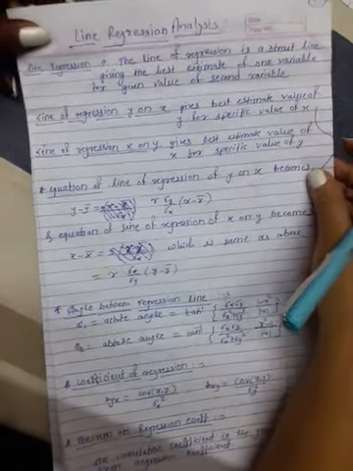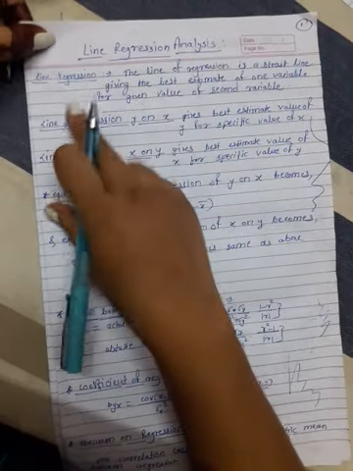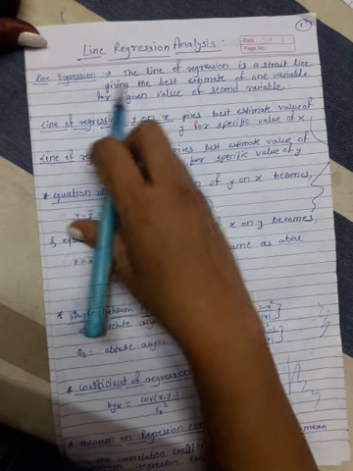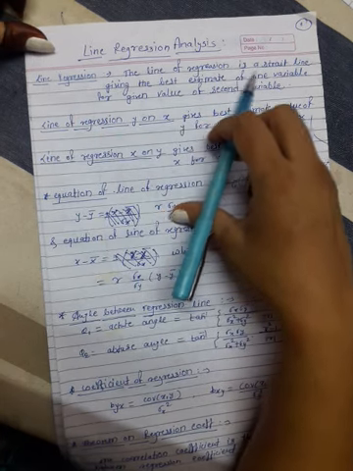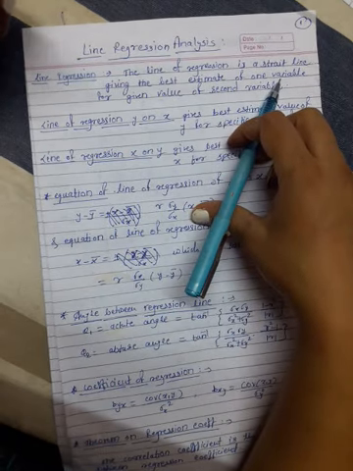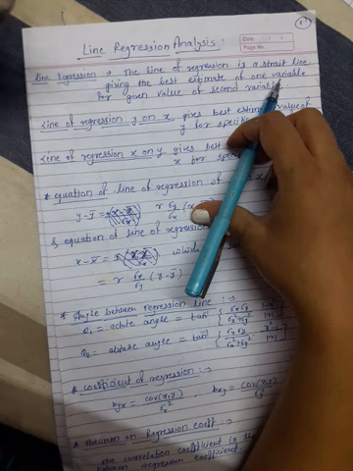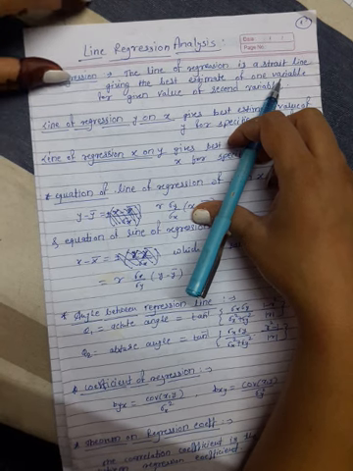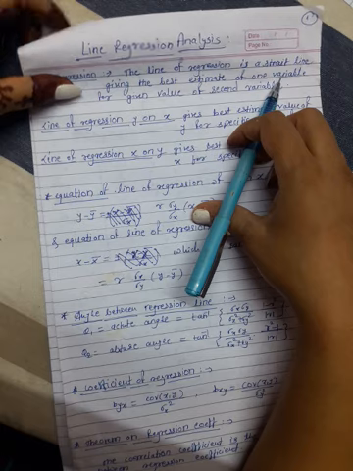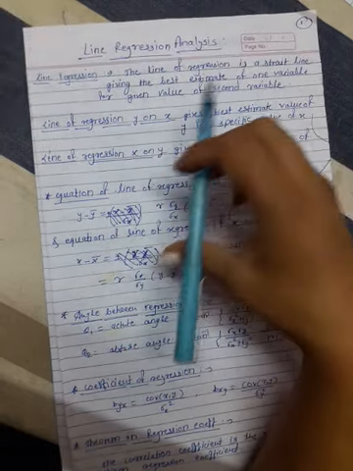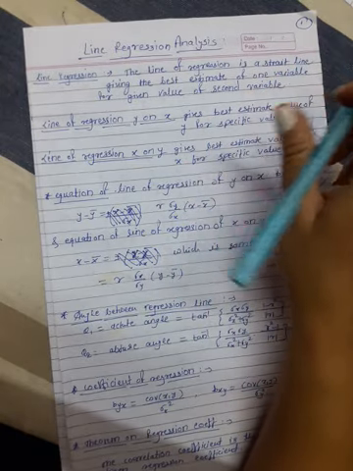Hello everyone, now consider the next chapter, linear regression analysis. First consider the concept of regression. The line of regression is the straight line giving the best estimate of one variable. If there is a relationship between two variables x and y, there is one equation. The regression analysis or line of regression is nothing but the straight line which gives the best estimate or best value of one variable for the given specific value of the other variable.